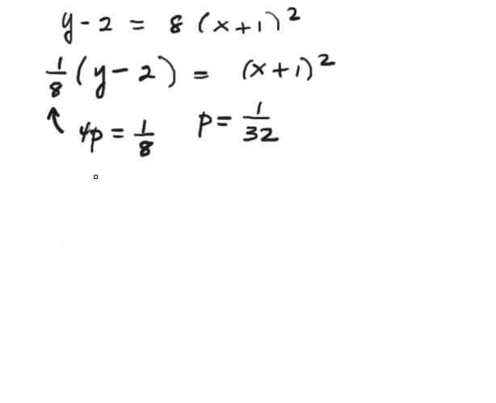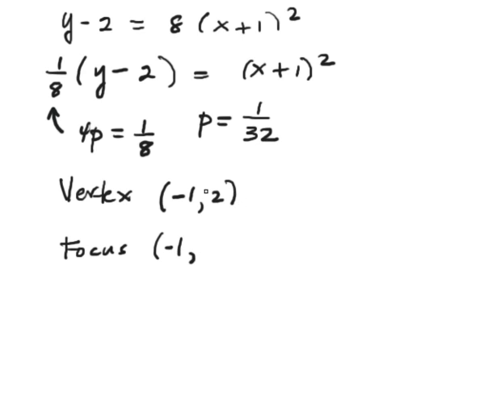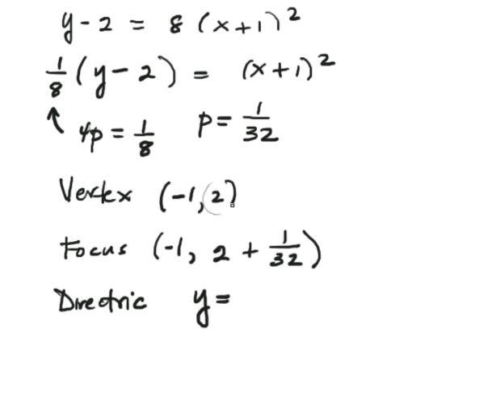So let's answer what we were asked to find. The vertex is minus 1, 2. The focus is, to get the focus, we just add p onto the y-coordinate of the vertex, since this parabola is an up-down parabola, not a right-left. And the directrix is y is equal to this coordinate minus p.